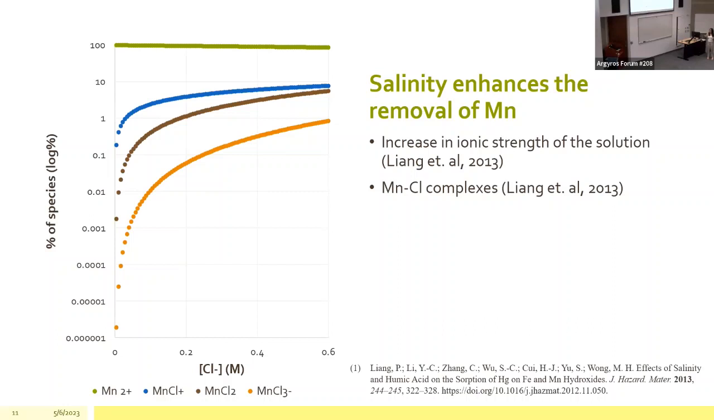Once we added chloride in, chloride has a negative charge, and that chloride got onto the surface of our substrate, which made our substrate surface a lot more negative compared to what it already is. And that attracted the positively charged manganese, which enhances the removal of manganese from the solution.